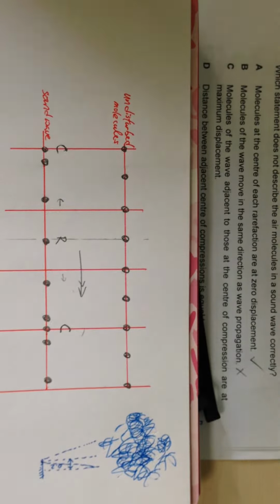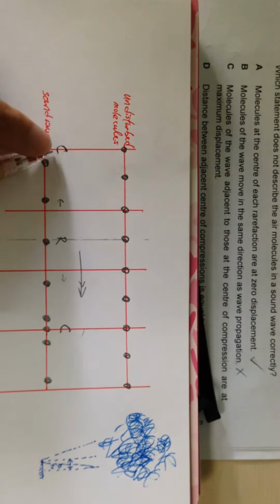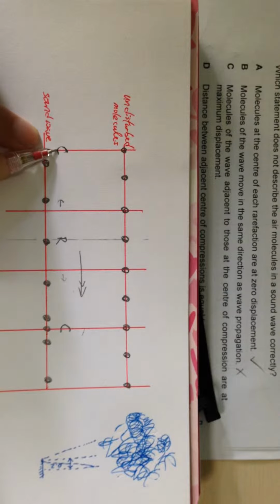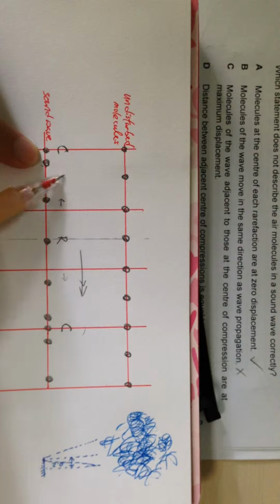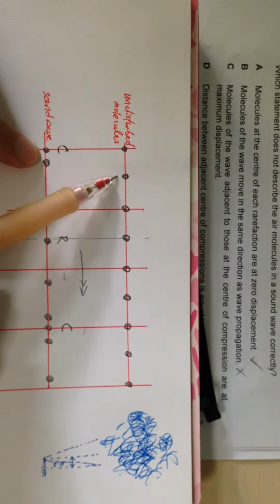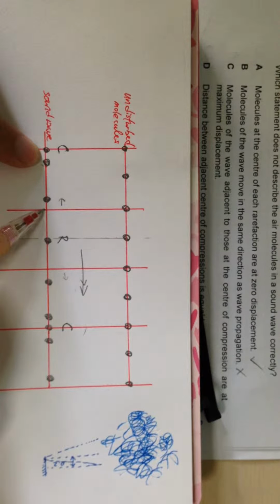So option C: the molecules of the wave adjacent to those at the center of compression are at maximum displacement. So this is the center of compression, and the molecule adjacent to this is this one, and you can see that indeed, yes, this one has moved the most. This one almost a quarter of it. This one just moved a little bit, but this one has actually moved the most.